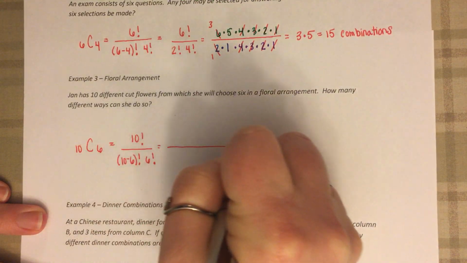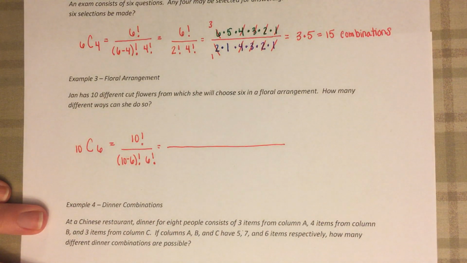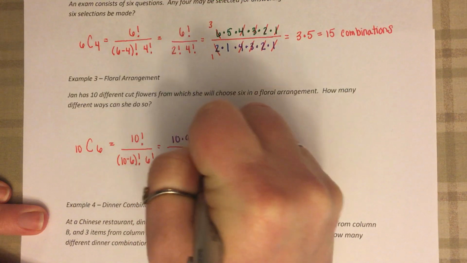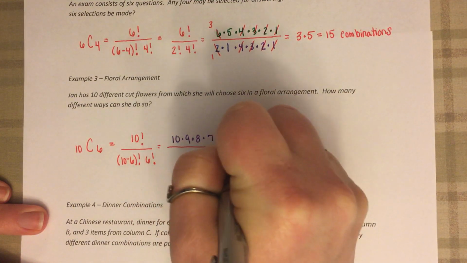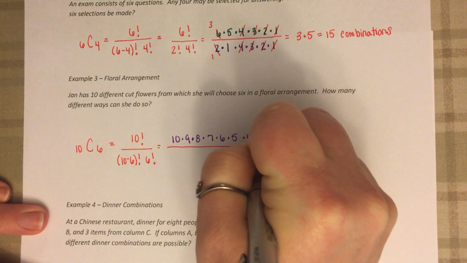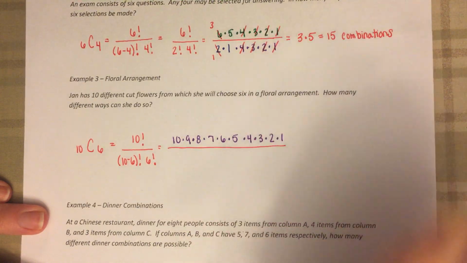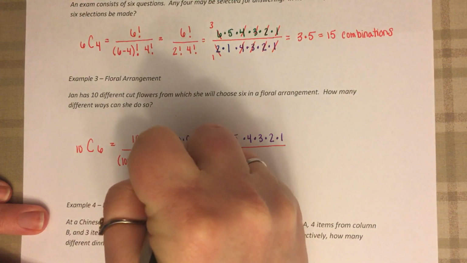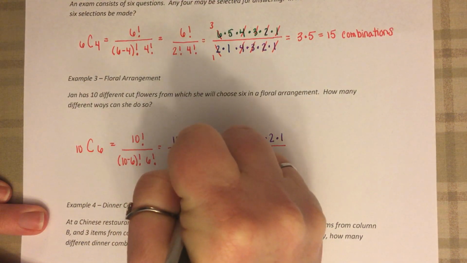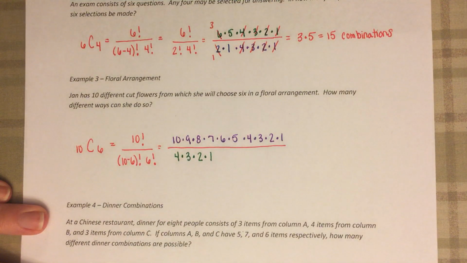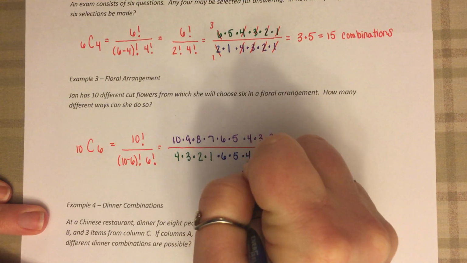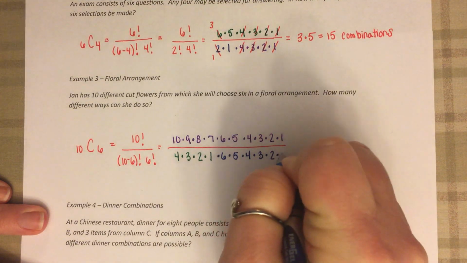And then again, I'm going to go ahead and work through this one by hand, but feel free to use a calculator if you choose. So 10 factorial, 10 times 9 times 8 times 7 times 6 times 5 times 4 times 3 times 2 times 1. 10 minus 6 factorial is 4 factorial, so 4 times 3 times 2 times 1. And 6 factorial is 6 times 5 times 4 times 3 times 2 times 1.